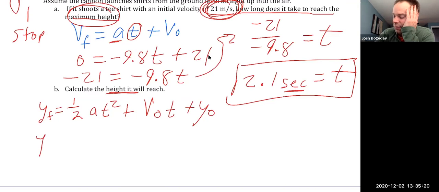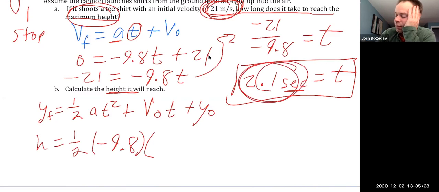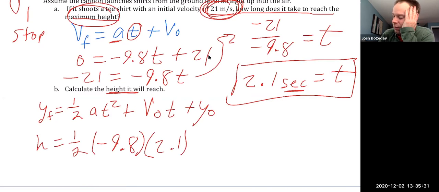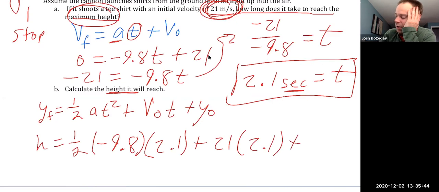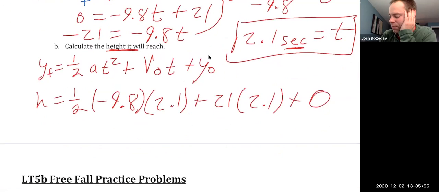So the height, let's call that h, equals 1/2 times the acceleration in free fall, which is negative 9.8, times the time, which we just found up here, is 2.1, times 2.1, plus, remember it tells us the initial velocity right there is 21, plus 21 again, times the time, which we found over here, is 2.1. Plus y initial. And we always make the lowest height something's at 0. So it starts at a height of 0. Then you just plug all that into your calculator, and you'll get what the height is.